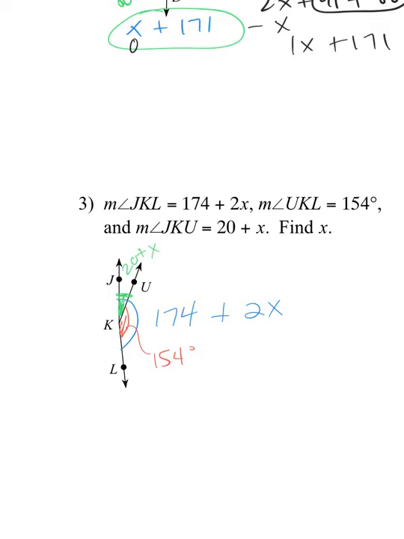You see how the blue one is the whole thing? So the green and the red combine to make the blue one. Right. So I can say 174 plus 2x equals 20 plus x plus 1. And now you can solve for x.